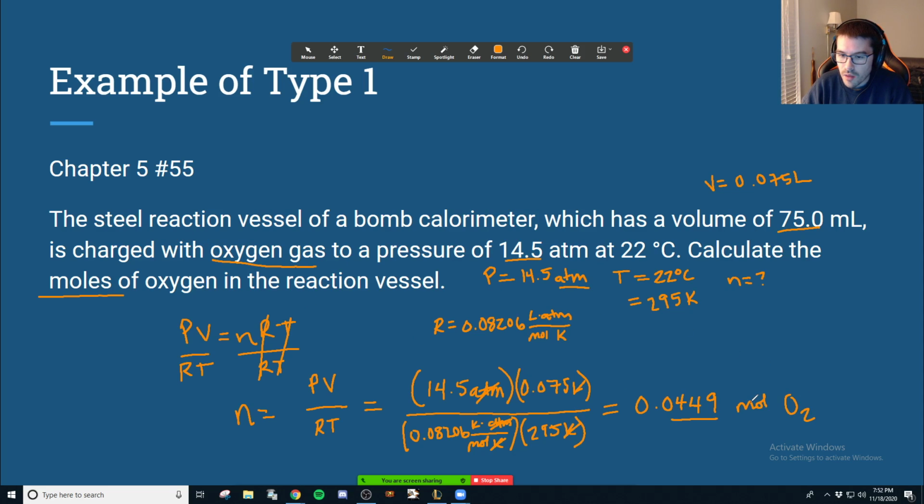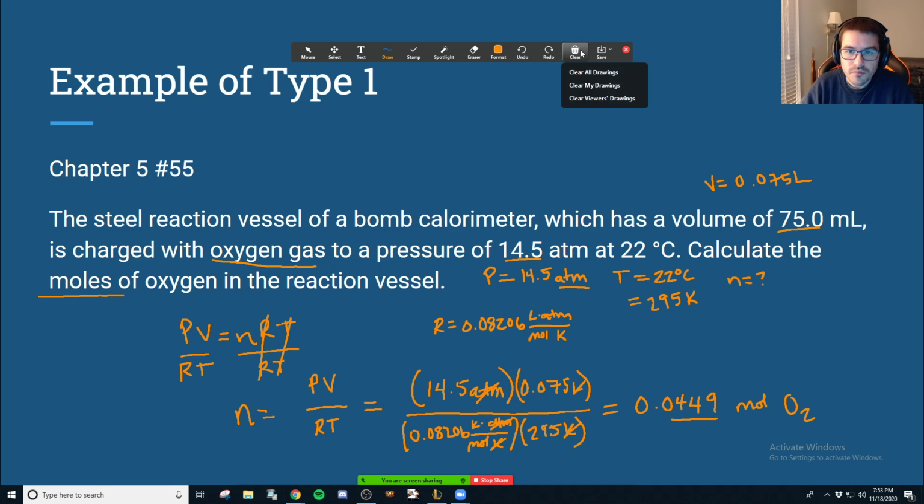If it asked for the grams, you could then take this mole value and multiply by the molar mass. You could get grams. If it asked for the number of particles, you could take this number here and multiply by Avogadro's number to figure out how many particles or how many molecules of O2. This is a static conditions type problem. Nothing is changing. They've just given you some of the parameters, and you're solving for the missing one.